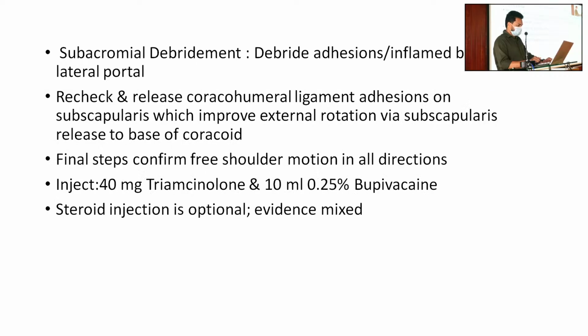Subacromial debridement: debride adhesions and inflamed bursa via the lateral portal. Recheck and release coracohumeral ligament adhesions on the subscapularis, which improves external rotation, where the subscapularis release goes to the base of the coracoid. Final steps: confirm free shoulder motion in all directions. Injection of 40 mg triamcinolone and 10 ml of 0.25% bupivacaine. Steroid injection is optional; the evidence is mixed.